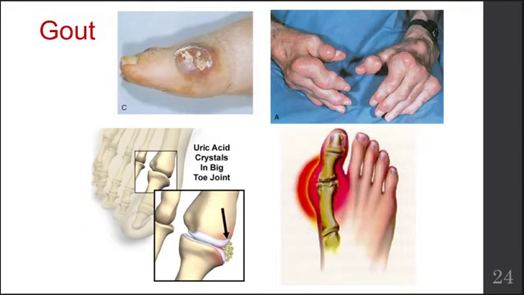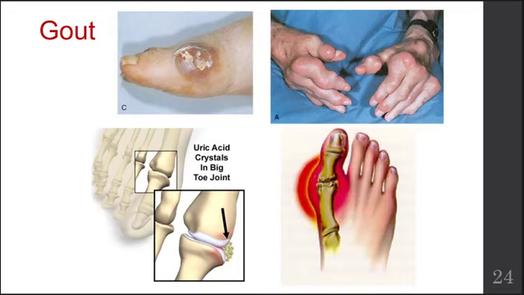Our next topic is gout. Gout is an inflammatory response to excessive quantities of uric acid in the blood and in other body fluids. Remember that excessive uric acid in the blood is referred to as hyperuricemia. These abnormal levels will lead to the formation of what's called monosodium urate crystals.